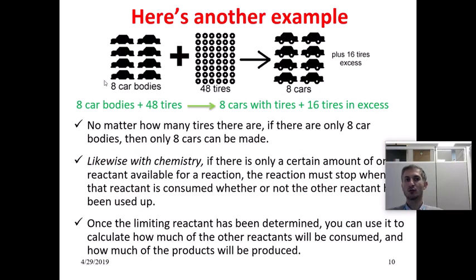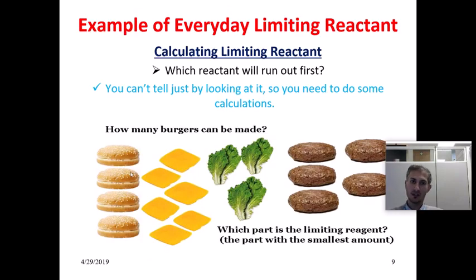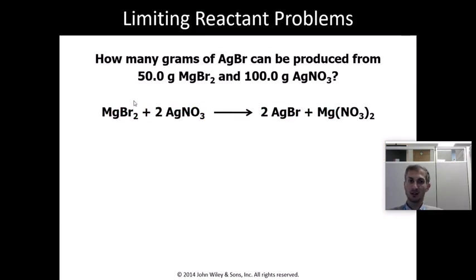So we are going to do it like this. We are given an amount of the cars, an amount of the tires. We want to know how many cars we can make. And for this example, we have an amount of each one, and we are going to find the product. So for limiting reactant problems, we are always given two numbers for the reactant side: 50 grams of that, 100 grams of this. Which one is the limiting reactant? Whenever we say limiting reactant, we are talking about only this side.